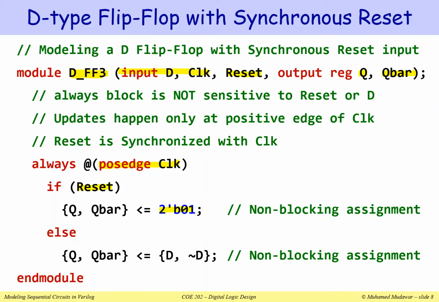We can do this in one assignment. I can assign to both outputs Q and Q bar. So I can use the concatenation operator and assign 2 bits at the same time to both outputs, Q and Q bar. Else, if you are not resetting, then Q becomes D and Q bar becomes not D. Again, I can do this in one assignment by using the concatenation operator. The concatenation operator here means these curly braces. I'm assigning to two outputs, Q and Q bar, in the same assignment statement. These are called procedural assignments, and these are non-blocking assignments.